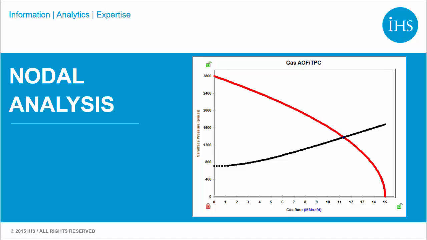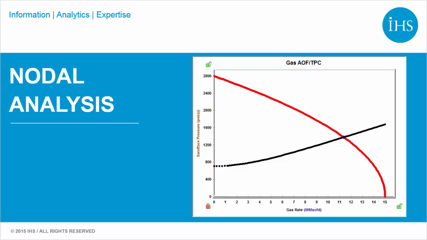Commonly, the node used is at the sand face, so the reservoir model describes flow from the extremities of the reservoir to the bottom hole, while the production model describes flow from bottom hole to surface. Since the reservoir model is independent from the wellbore production model, the goal is to find the combination of rate and flowing pressure that holds true for both the reservoir and production models at the same time.